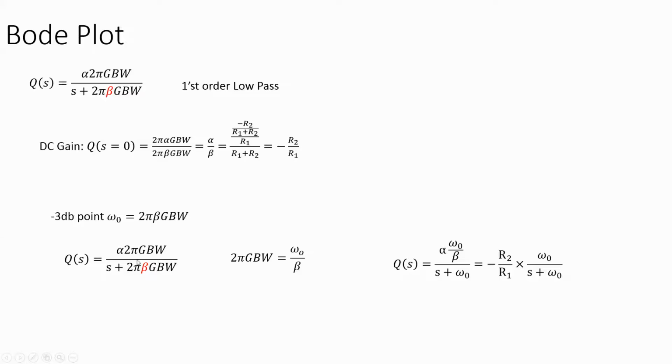Now, we go back to our transfer function. This is what you could call a legal or a valid transfer function, but it doesn't jump out at you what's going on. So just to make a small variable change, if 2 pi gain bandwidth equals omega naught divided by beta, and I substitute that in, I get my omega naught divided by s plus omega naught, my same low pass transfer function as I had with the non-inverting, but now instead of 1 plus R2 over R1, I get the gain of an inverting.